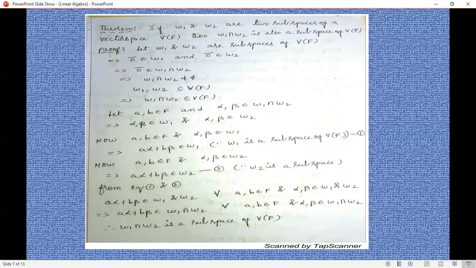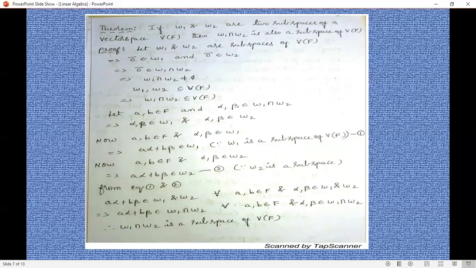Okay. Students, we are coming to the next theorem. If W1 and W2 are two subspaces of a vector space V of F, then W1 intersection W2 is also a subspace. Listen carefully: already given W1 and W2 are two subspaces of a vector space V of F. Then what we have to prove? W1 intersection W2 is also a subspace of V of F.